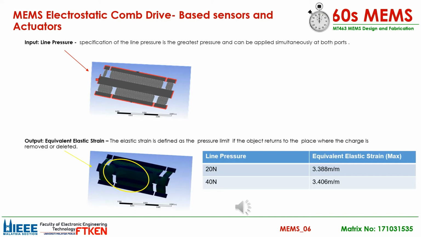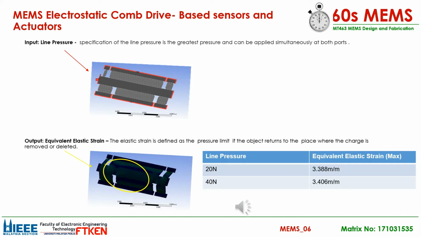As output, I use equivalent elastic strain. The elastic strain can be defined as a pressure limit if the object returns to its place when the charge is removed or deleted. The yellow color label is a place where we can see the changes on the design.